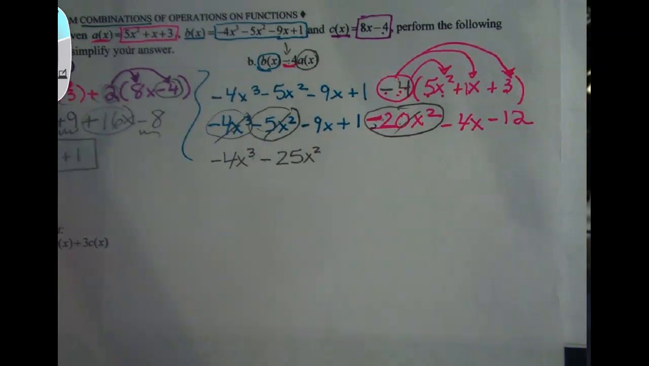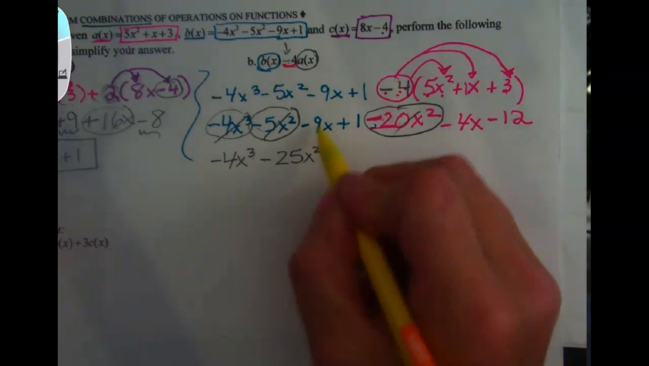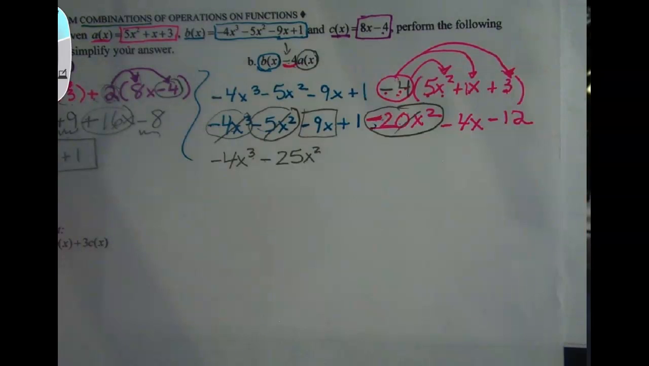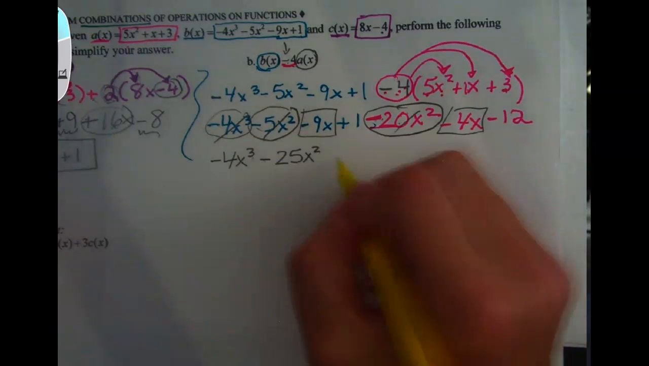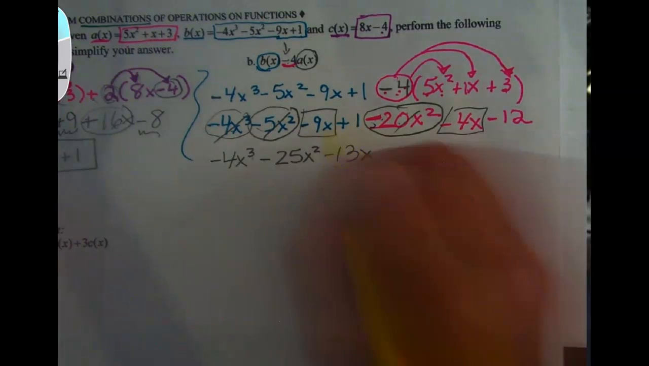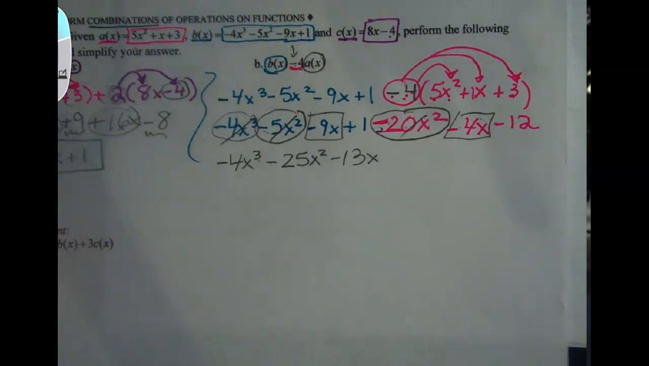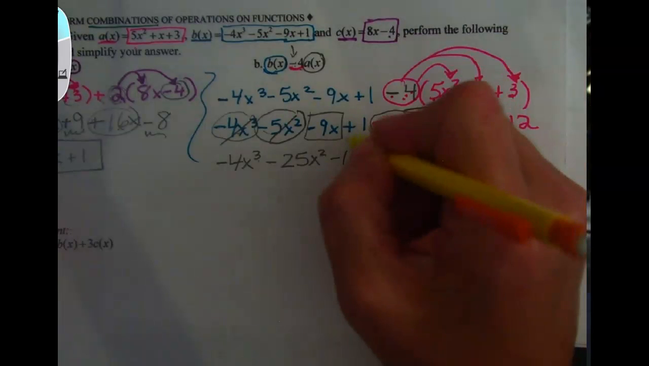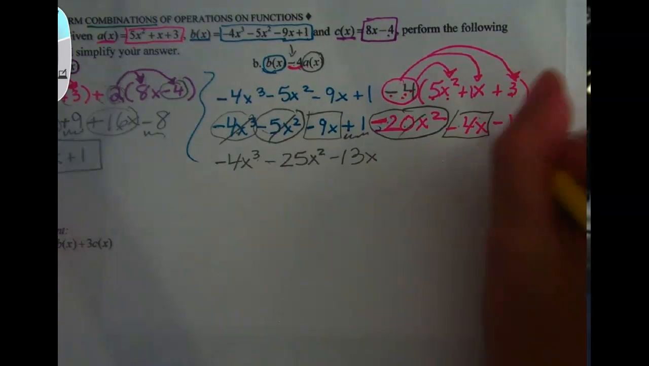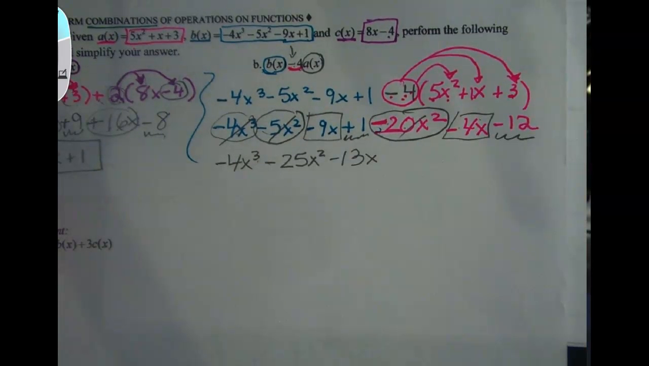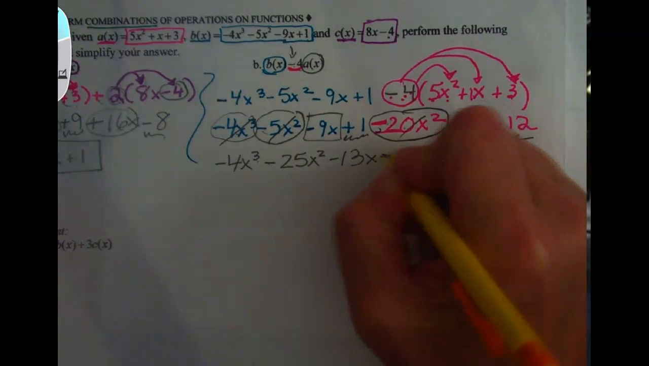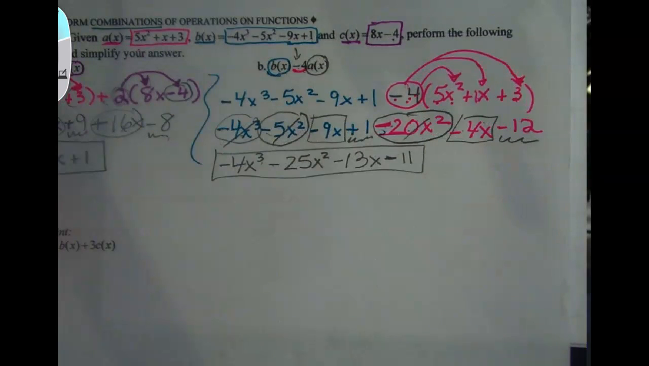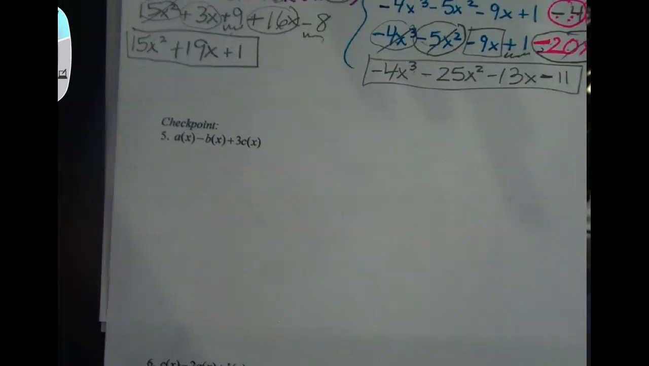And now I have x terms, just an x. So I have here a negative 9x, and I have a negative 4x. Again, we add them together, negative 9 and negative 4. That gives me a negative 13x. And then the last part, just my numbers. So I have this, a positive 1 and a negative 12. So 1 minus 12 or 1 plus negative 12, we're going to have a negative 11. And that is simplified. So your job now is to do the checkpoint.